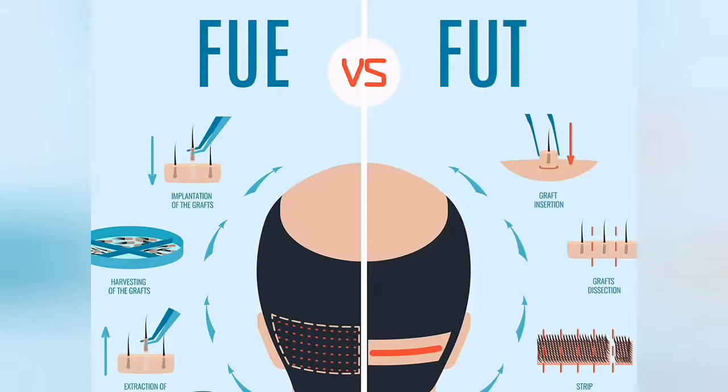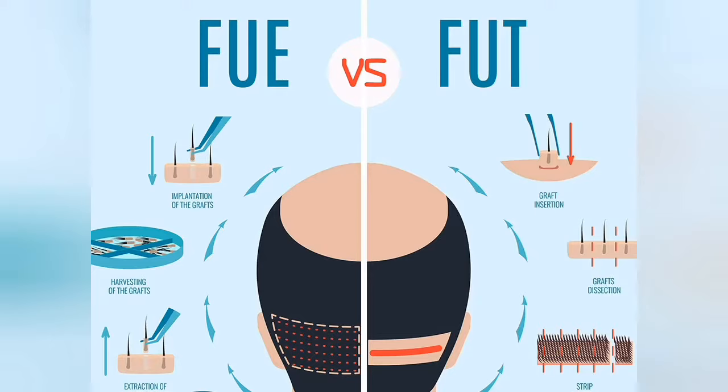In FUE, we use the punch technique. In this particular procedure, we extract hair follicles from the donor area, and the only disadvantage is, though you are not giving a big scar, wherever you are doing a punch technique, you may transect the bulb and hair separately.